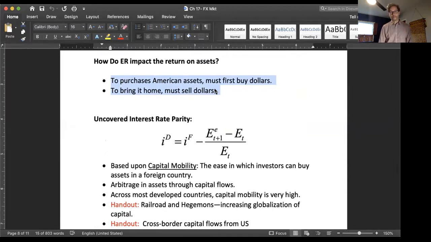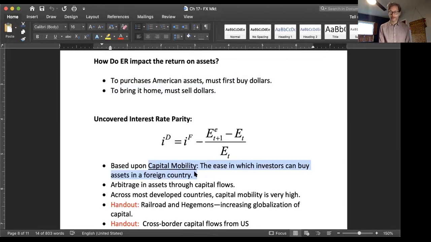So the best way to kind of think about how this works is through a theory called uncovered interest rate parity, right? Uncovered interest rate parity. This is based on the assumption that we have capital mobility, that capital is pretty easy to move between countries. So what does uncovered interest rate parity say?